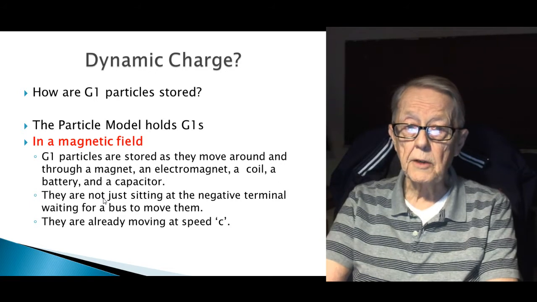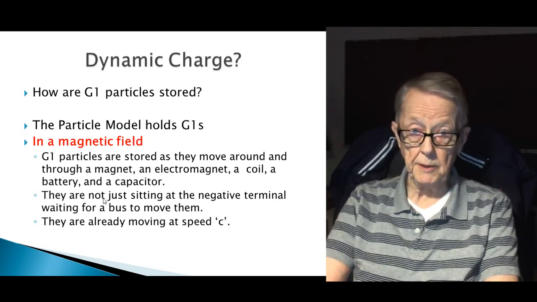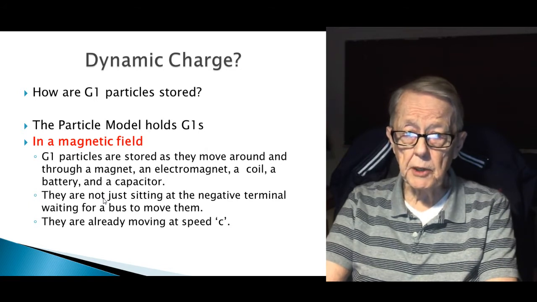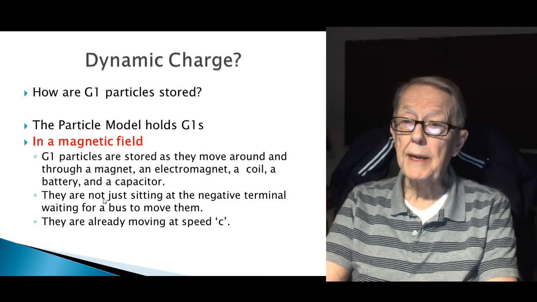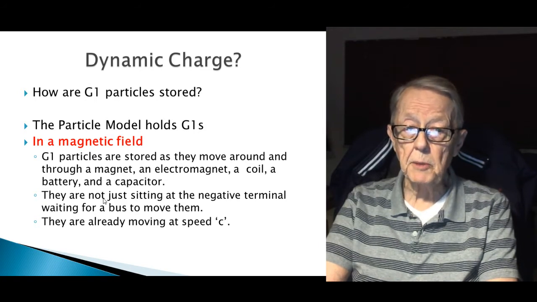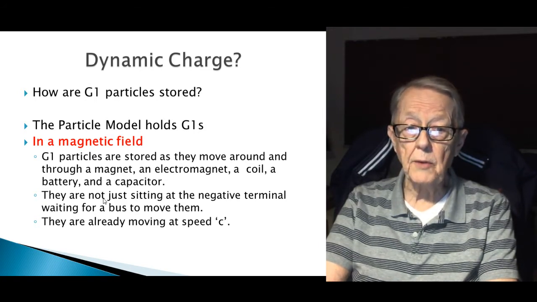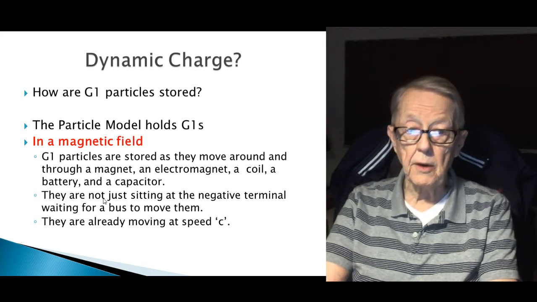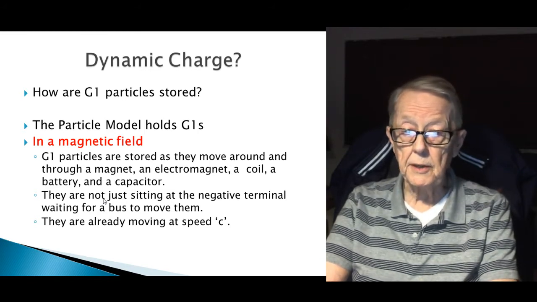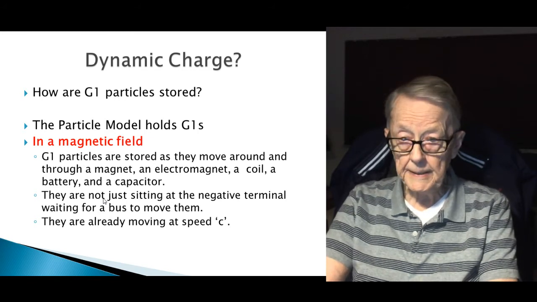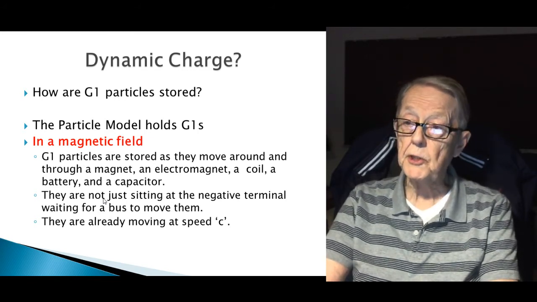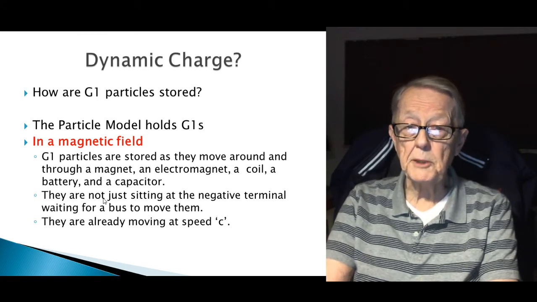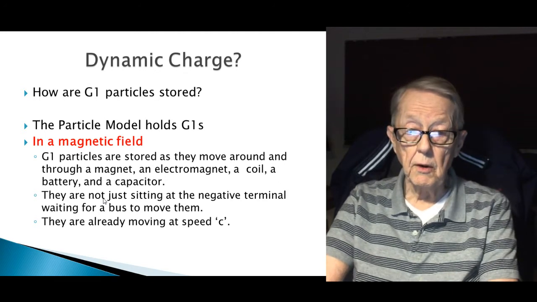So let's look at two types of charge. First one is dynamic charge. How are particles stored as dynamic charge? They're stored that way in a magnetic field. G1 particles are stored as they move around and through a magnet, an electromagnet, a coil, a battery, a capacitor, and a wire. I missed a wire. You get magnetic fields, and G1 particles are there. They're being held in place by the F2 force field.